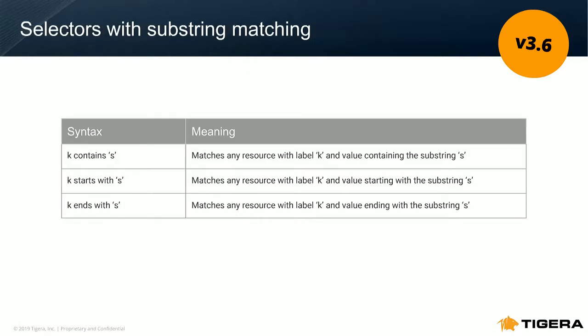Another interesting feature in 3.6 is selectors with substring match. So when we do policy evaluation, you're going to get the basics: equals, not equals, in set, not in set. But we extended the selector matching with a few different features here: contains string S, starts with string S, ends with string S.